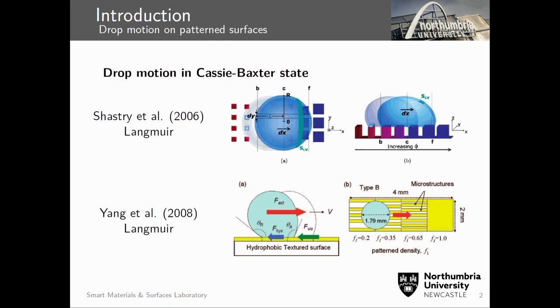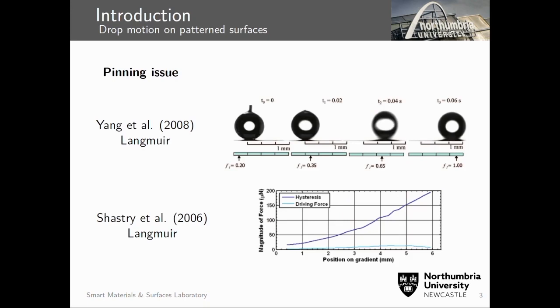So this is fine. You can move drops using these mechanisms. The main problem is that you cannot move drops over a very long distance. This is because of the pinning effect. As soon as you put a drop on a surface, the drop will be pinned, and you need to exert a certain amount of force for the drop to begin to move. And if this pinning force is high, it means that you need a very high gradient of pillar density to move the drop, which means that you cannot move drops over very long distances.